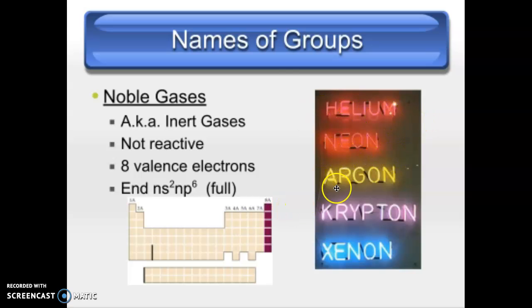So we have helium, neon, argon, krypton, xenon. Those are some of the noble gases. Now we said 8 valence electrons. The one exception to that is helium. Helium only has 2 valence electrons.